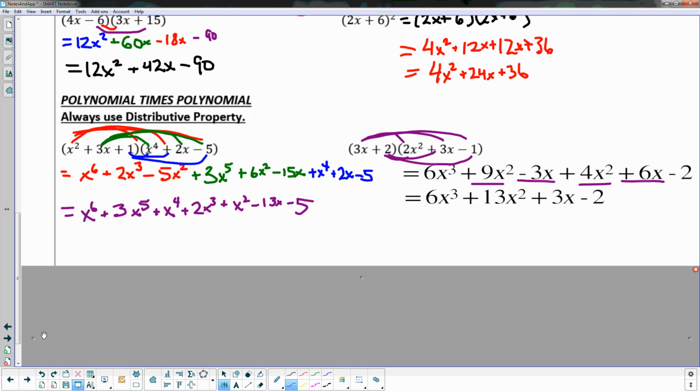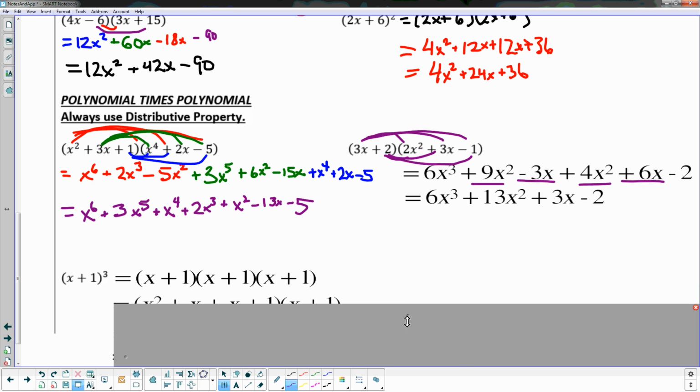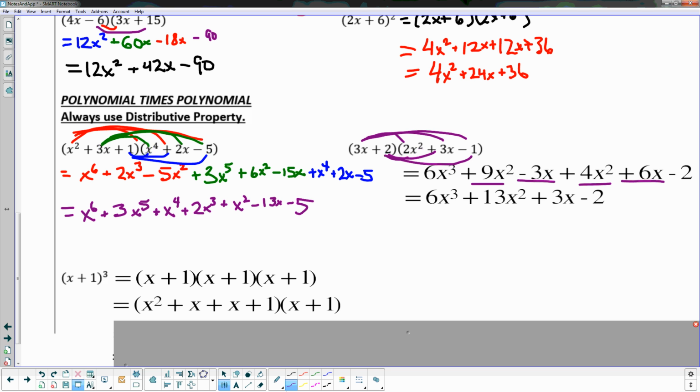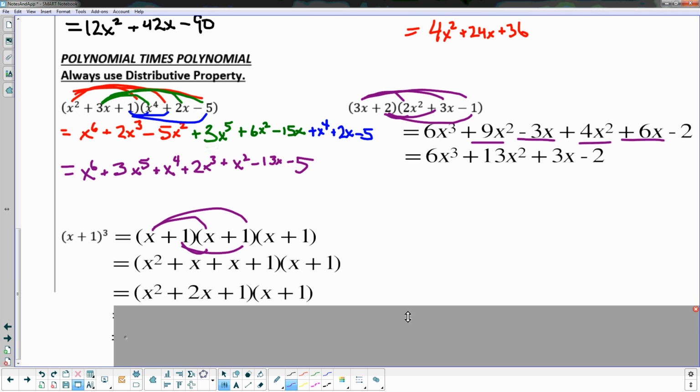The last one, it's very important that we know, what does x plus 1 cubed really mean? It means x plus 1 times x plus 1 times x plus 1. So from there you can kind of pick whatever you want to do. I chose to multiply the first two. And I used FOIL, first outsides, insides last, and that's okay. And when I combine like terms, I end up with this. X squared plus 2x plus 1, still times that other x plus 1.